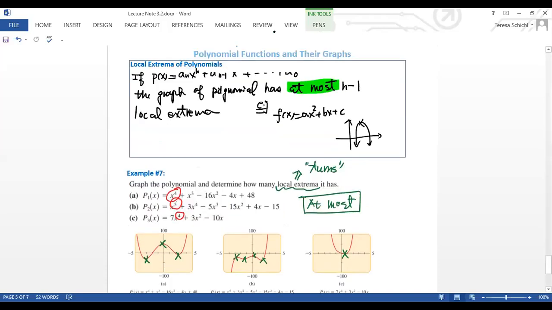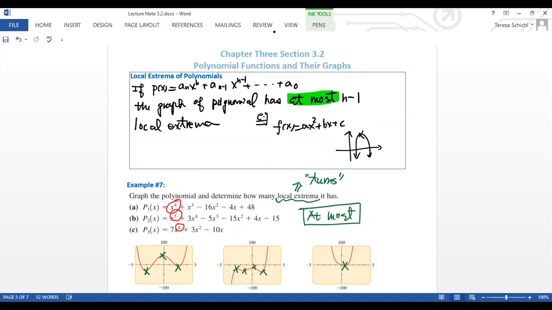I hope that you get a pretty good idea about how a polynomial looks and how to graph it. All right, that's it.